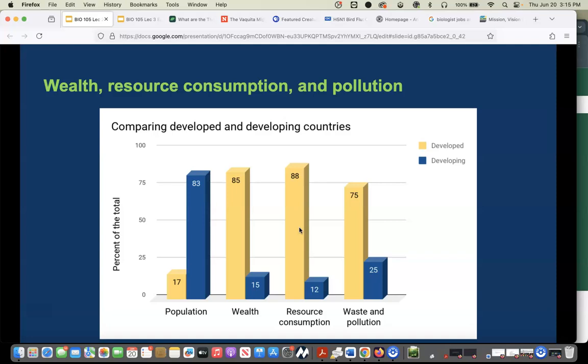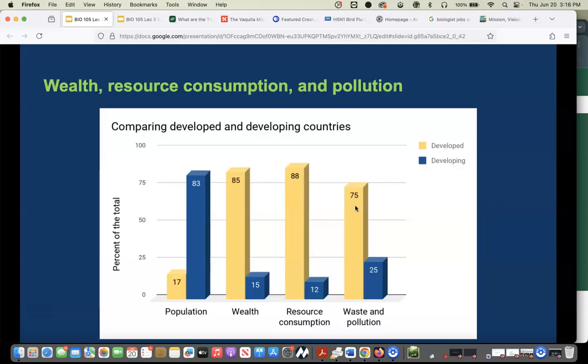So again, a small percentage of the world's population is using the majority of the Earth's natural resources and also producing the majority of the waste. So the 17% of the population is producing 75% of the waste and pollution. And so you can see the distribution here of how developed countries and developing countries play different roles in sustainability here.